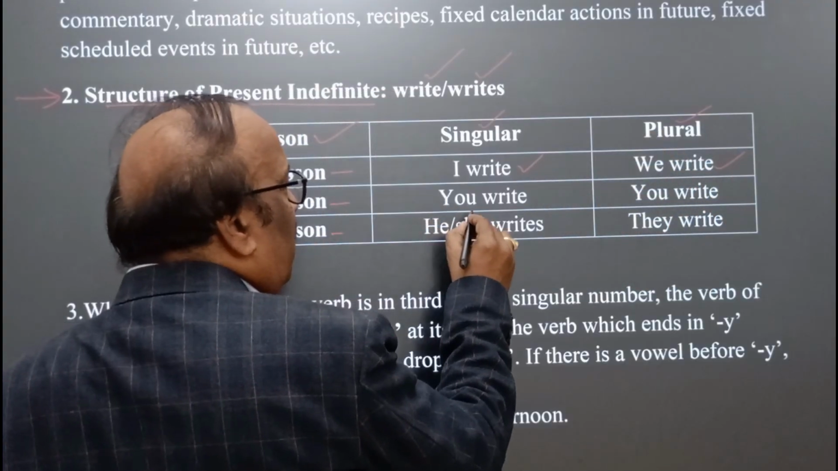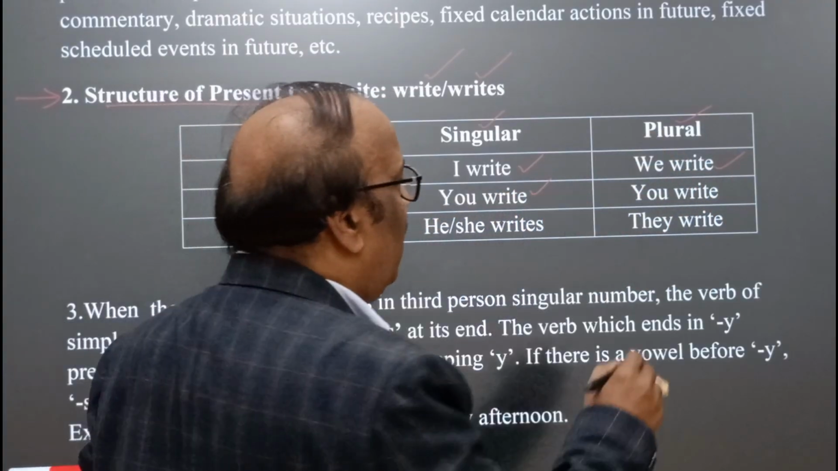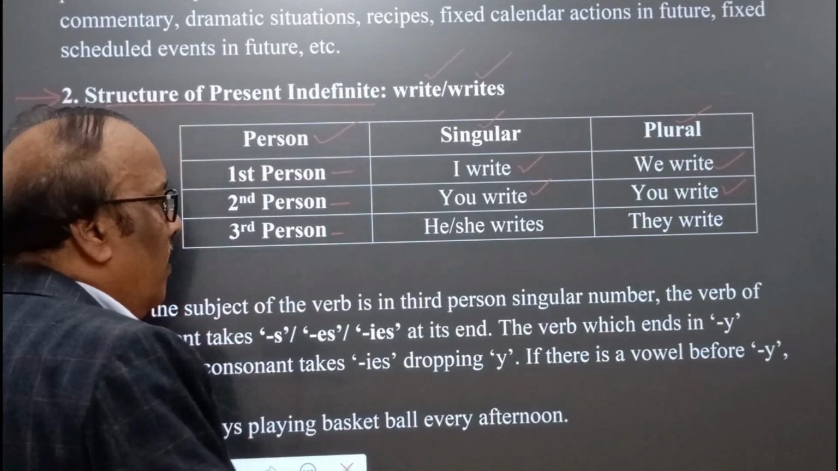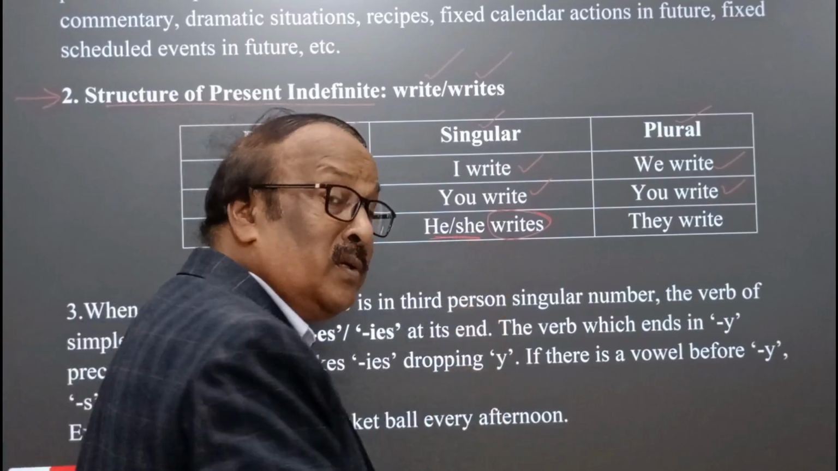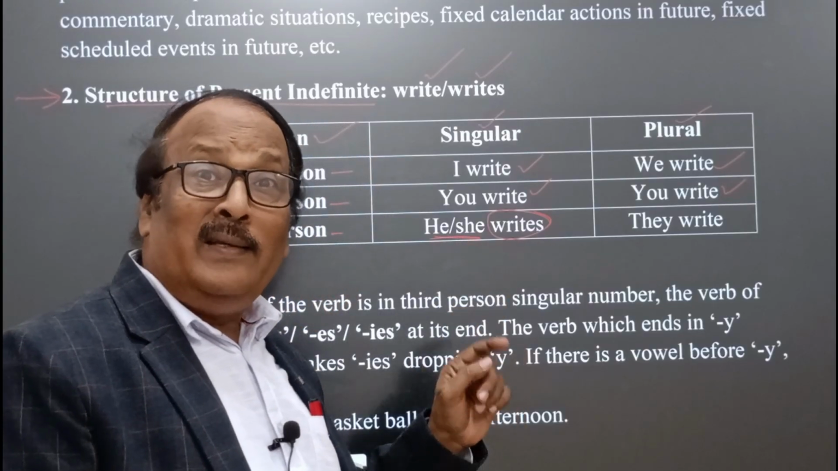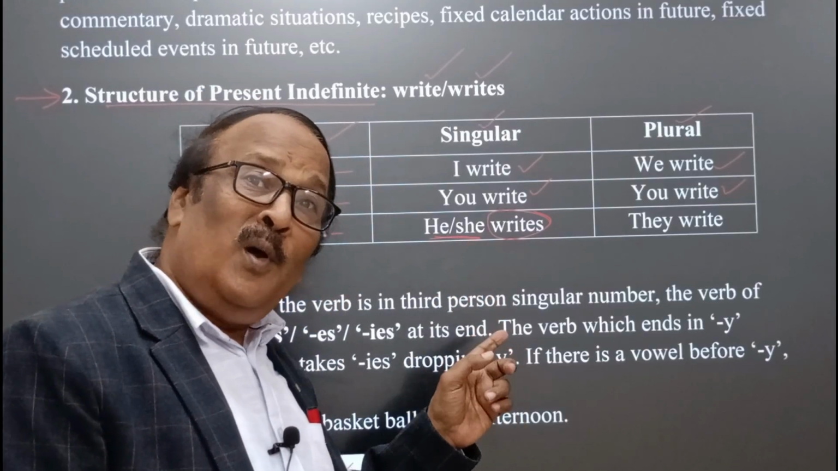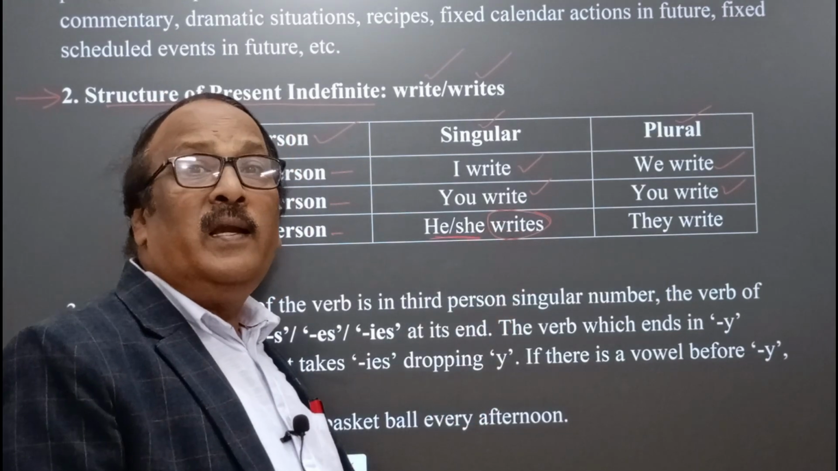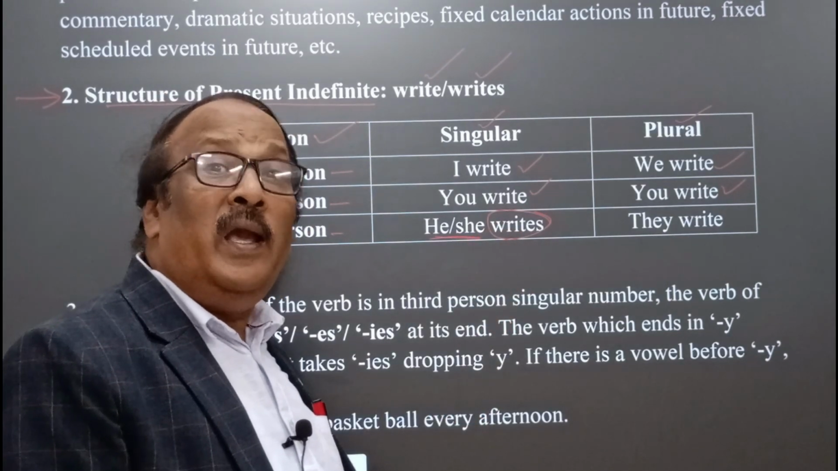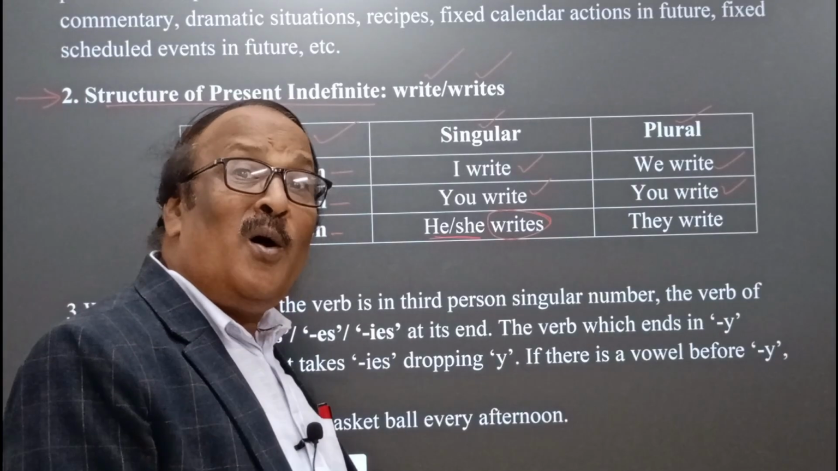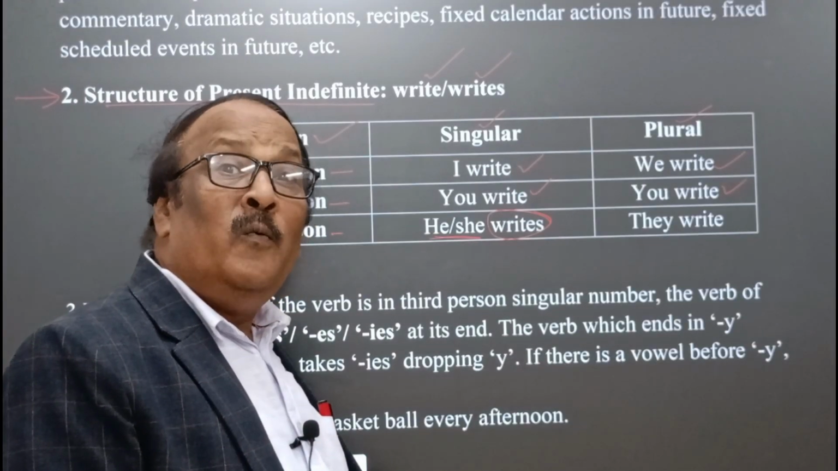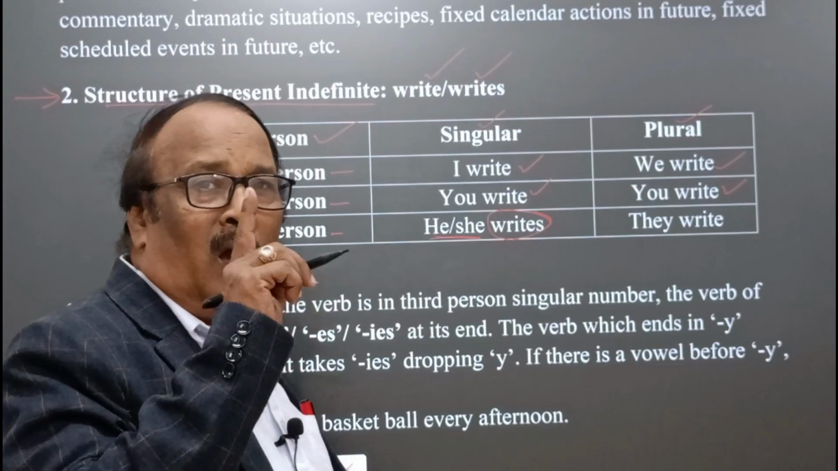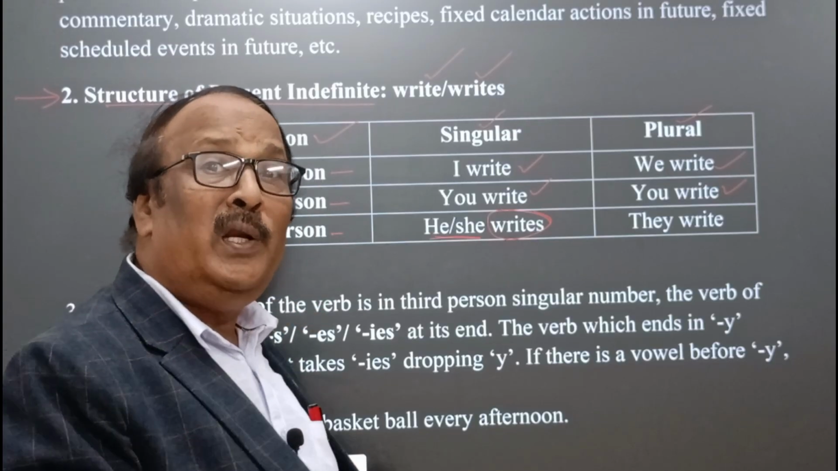"You write" is second person singular number. And here, second person plural: "you write." But whenever the third person singular number is there, whether noun or pronoun, in that case we usually take the help of s, es, or ies with the verb form. This is the idea that should be carefully remembered.